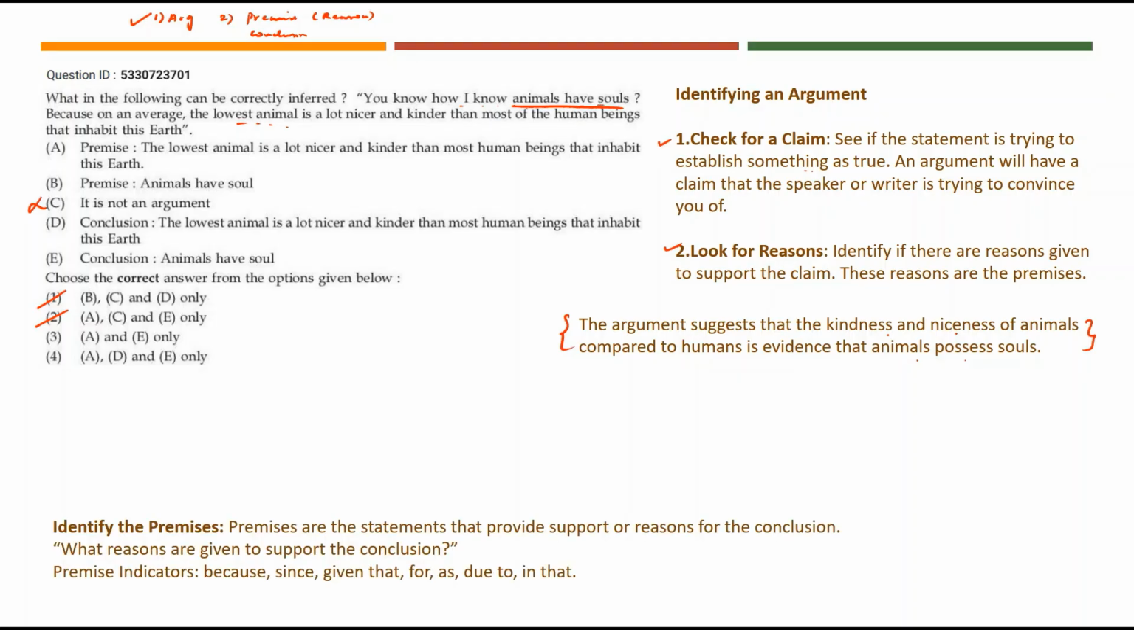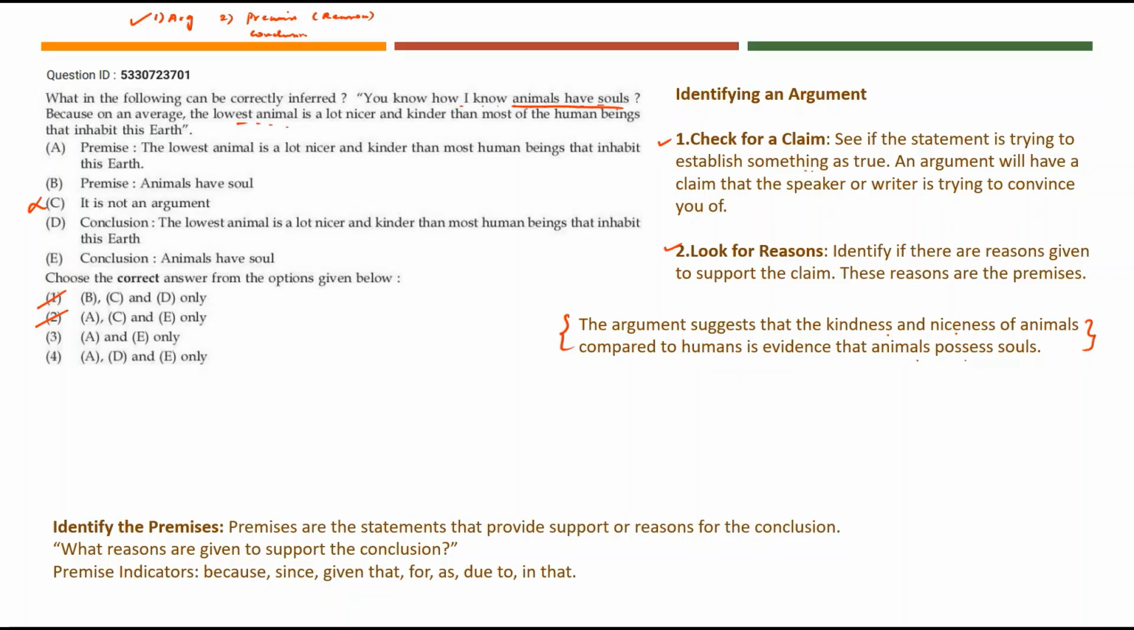Identify the premise. Premises are the statements that provide support or reasons for the conclusion. It is not always the case where you should have a premise first, then you have to go for a conclusion. The statements can be in any order. All you need to search is what is the reason for a particular conclusion. What reasons are given to support the conclusion? That reason is actually the premise.